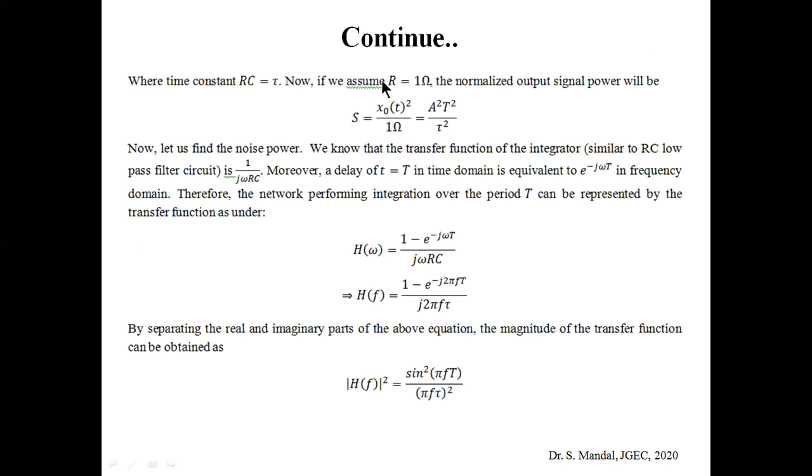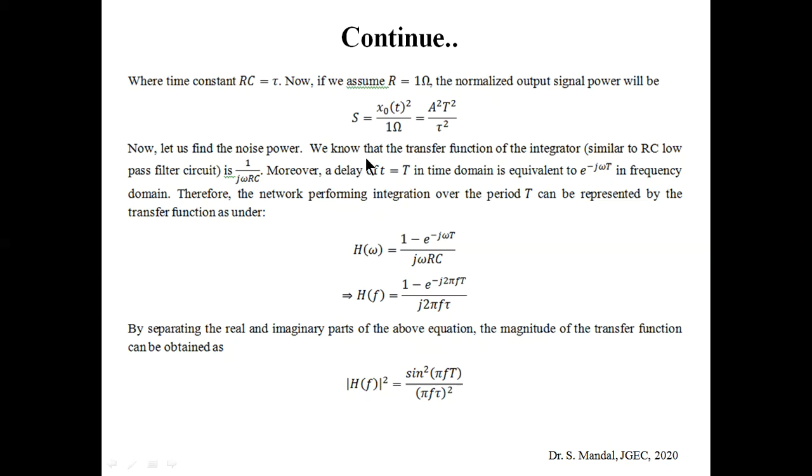Now if we assume the input resistance for the integrator is R equal to 1 ohm, in that scenario the normalized output signal power will be x naught t whole square divided by 1 ohm. And it will become A square capital T square divided by tau square. So we get the output signal power this way. Next part is to find out the noise power.